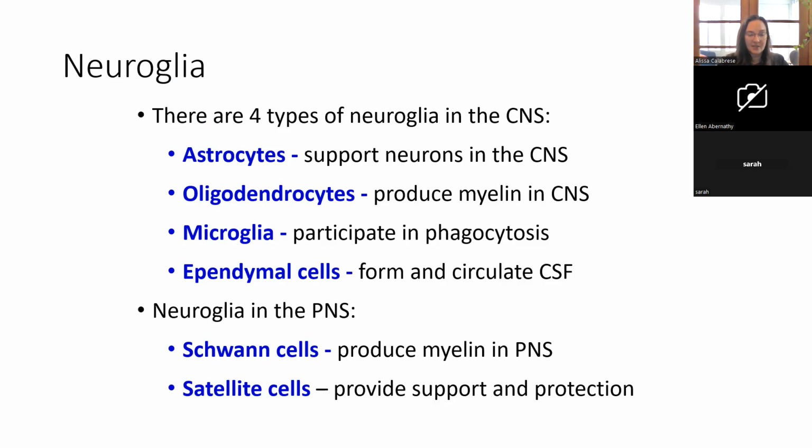And then ependymal cells. These ones are specialized glial cells that create cerebrospinal fluid. So cerebrospinal fluid is the fluid that bathes and cushions the brain and the spinal cord. Right? So it's a special clear fluid that's generated by those ependymal cells. And then in the peripheral nervous system, we've got a couple different types of glial cells. Those are the Schwann cells that we already mentioned that are creating the myelin, and then satellite cells, which serve like a protective and supportive function.